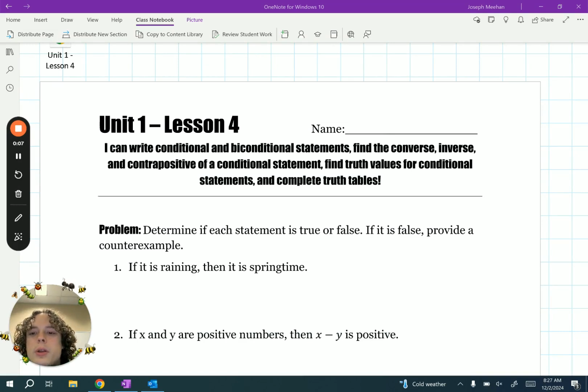But here we're talking about Unit 1, Lesson 4. It says I can write conditional and biconditional statements, find the converse, inverse, and contrapositive of a conditional statement, find the truth values for conditional statements, and complete truth tables. Alright, so let's do it.